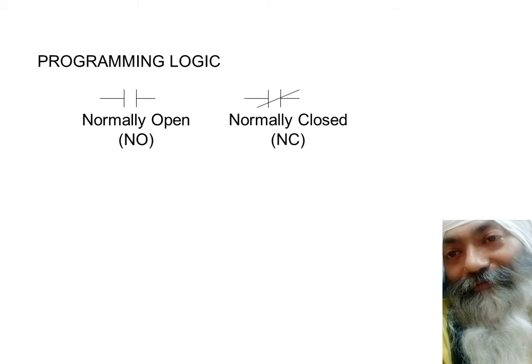Coming back to the programming logic, what you see is we have two inputs. One is called normally open and one is called normally closed. Some people say NO and NC, and it's perfectly alright to call them NO and NC. But when NO gets energized, it gets closed. And when NC gets energized, it becomes open. Some people say that when NO gets energized, it becomes NC. This is wrong terminology. NO will never become NC.